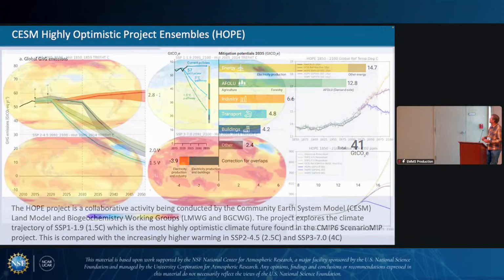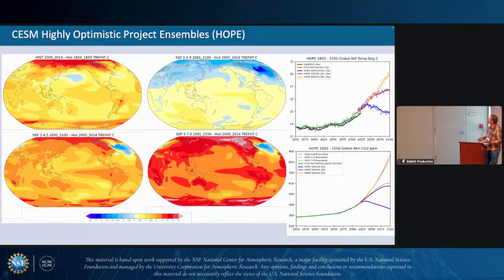So if we go to a high level, what we can see here on the right-hand side is the temperature response of the historical period; SSP1-1.9, which does overshoot to 1.5 degrees and returns to current day; SSP2-4.5, which ends up having around 2.5 degrees of warming; and SSP3-7.0, which has about 4 degrees of warming. This is consistent with the large ensemble and our CESM2 simulations for CMIP.